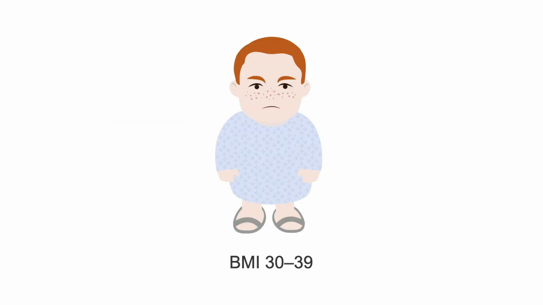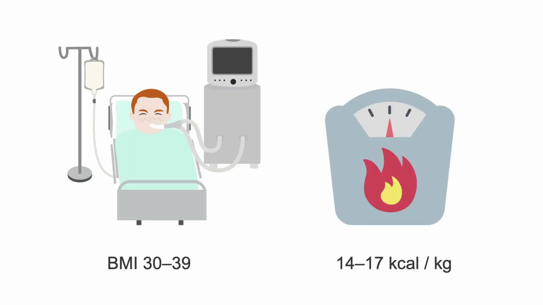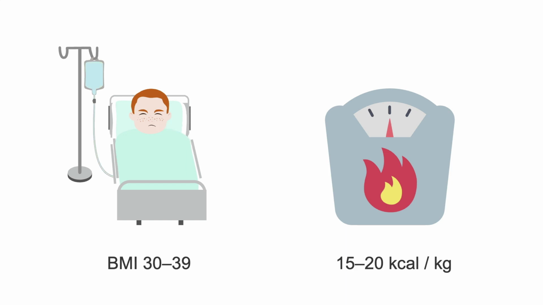Next, we'll look at patients with class 1 to 2 obesity, so who have a BMI of 30 to 39. The requirements for patients in this group depend on whether they're ventilated. If they're on mechanical ventilation, the requirement is 14 to 17 kcals per kilogram. If they're not ventilated, then the requirement is 15 to 20 kcals per kilogram.